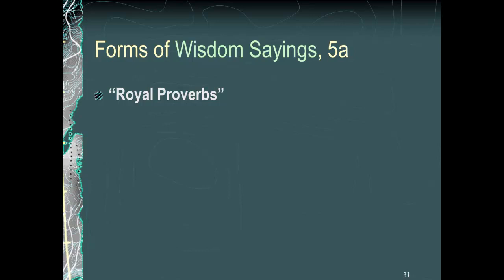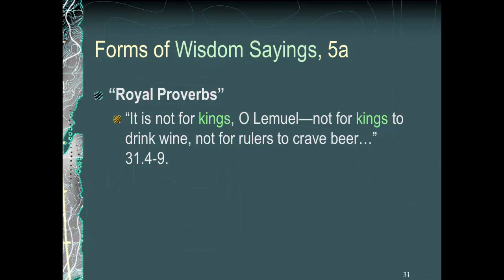Some of the sayings that we encounter give us the notion, either explicitly or implicitly, that they belong to a royal court environment. These have come to be called royal proverbs. It is not for kings, O Lemuel, not for kings to drink wine, nor for rulers to crave beer. And this caution goes on to say, if they do so, they may lose a critical faculty of judgment, being able to render fair decisions, something that a king was responsible to do in the ancient world.